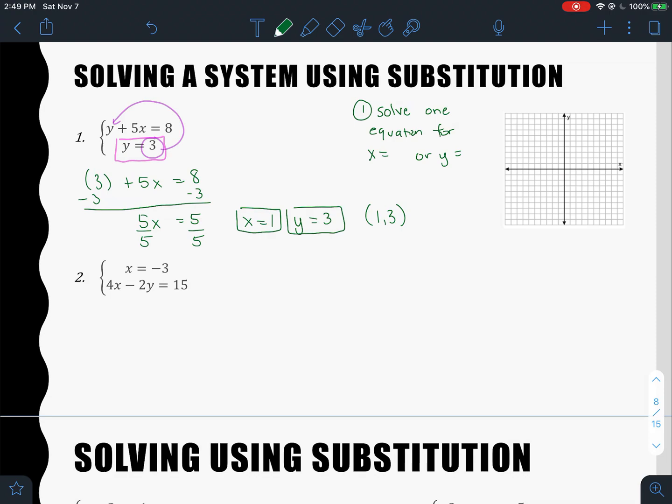Now, last class, we solved by graphing. So if I were to graph those two lines, they should intersect at the point (1, 3), just like we found with substitution. So if I took y plus 5x equals 8 and I wanted to graph it, I would subtract 5x from both sides, and I would get y equals -5x plus 8. So I would start this at positive 8 on the y-axis, and then I'd go down 5, 1, 2, 3, 4, 5, and over 1.